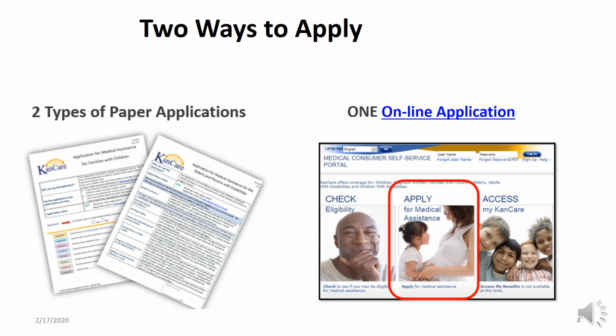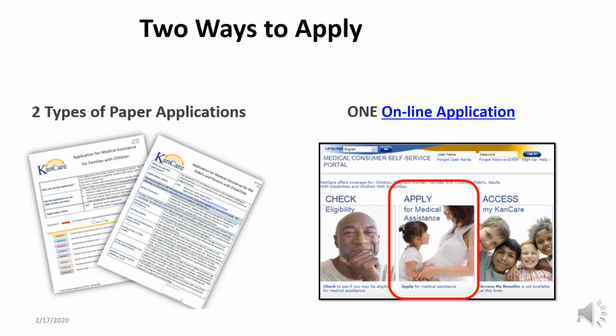There are 2 ways to apply. There are 2 paper applications or just 1 online application. If you apply online, it doesn't matter what age you are, if you have a disability or not, if you're pregnant or not, none of those things matter. You just apply online, whatever you type in. The program is intuitive and it'll take you to the next appropriate screen.